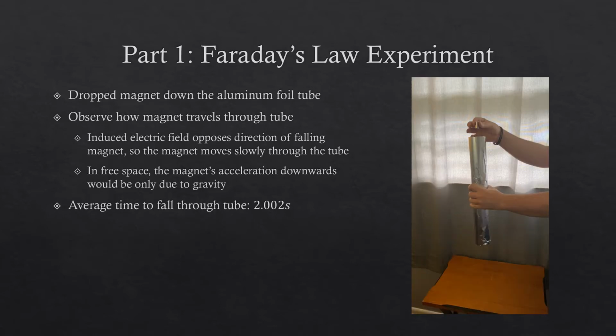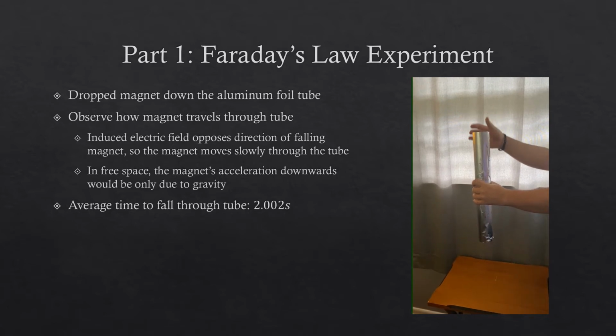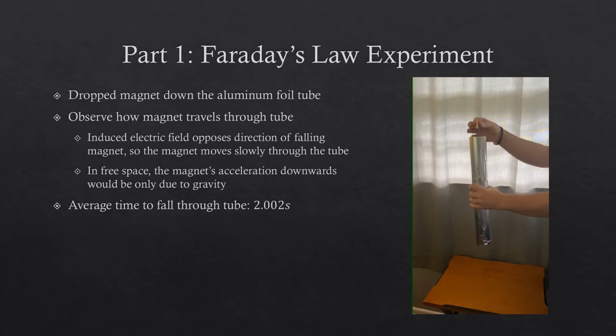The experiment done in part 1 was the physical portion of this lab. We dropped the magnet down the aluminum foil tube as shown. From the video, we can see that the magnet moves slowly through the tube. This is because the induced electric field from the magnet and tube interaction opposes the direction of the falling magnet. As the magnet falls down the tube, it becomes oriented sideways with the north and south poles now positioned horizontally.